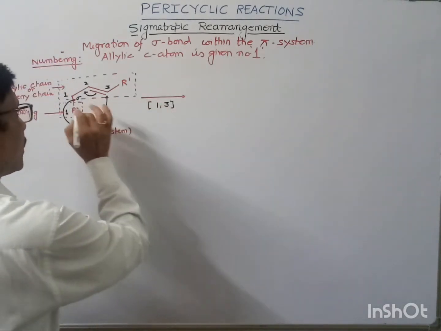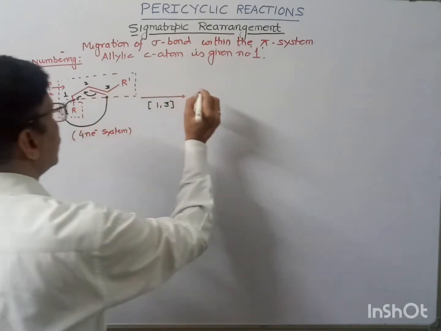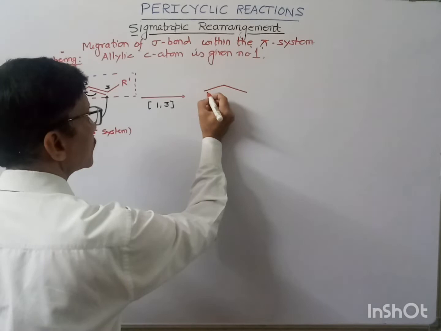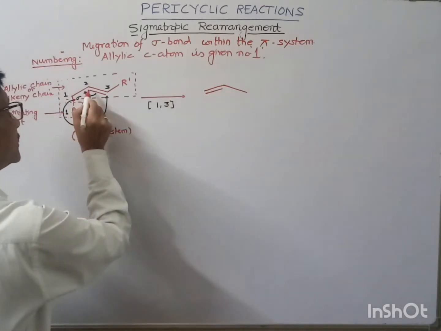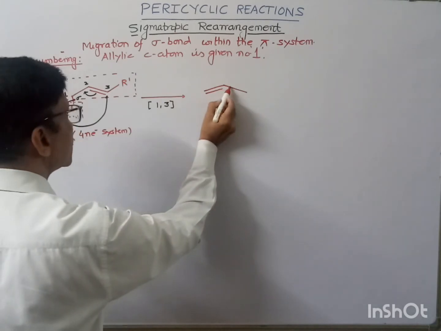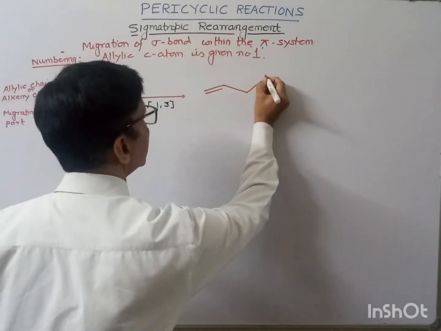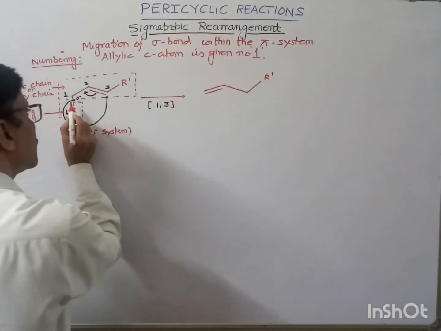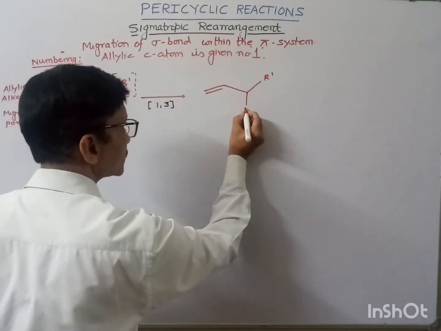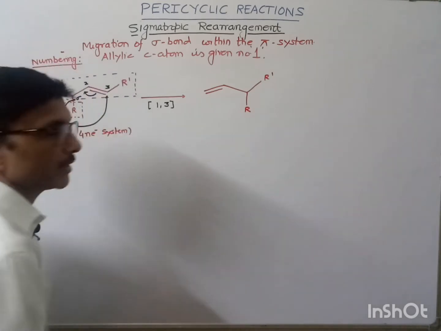Okay, so after migration, we may write the product that we will get. Here you will get the double bond. This single bond is converted to a double bond, and this double bond is converted to a single bond. And here you already have R dash. Now this R is shifted to this third place. So R is shifted over here.